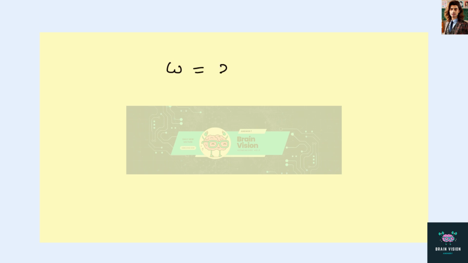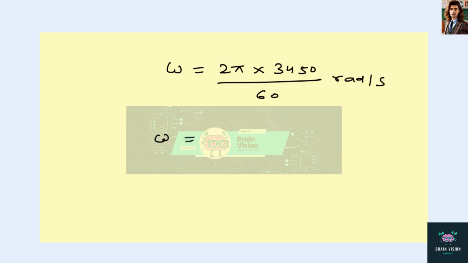To solve this problem, first I am converting the value of omega. So omega is equal to 2 pi multiplication 3450 by 60 radian per second. I just change revolution per minute to radian per second. So omega is coming as 361.3 radian per second.